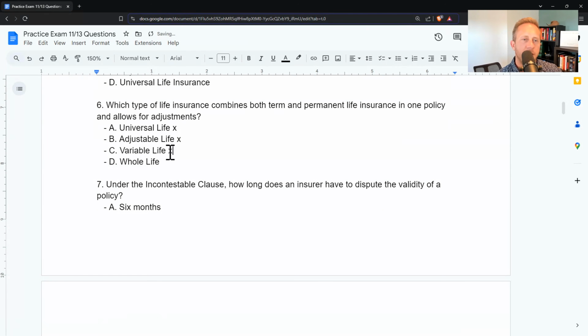All right. Variable life, if it's variable whole life, it does not have term. And whole life obviously does not have term. It only has permanent insurance.